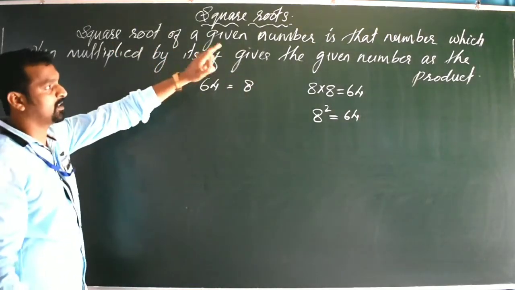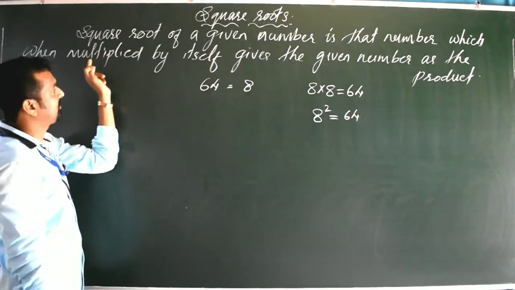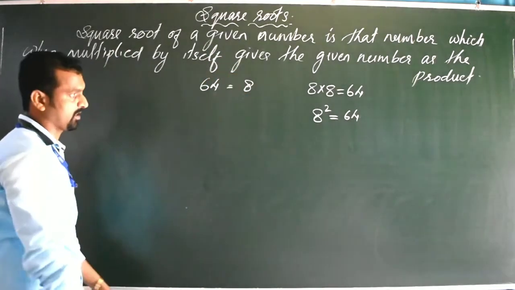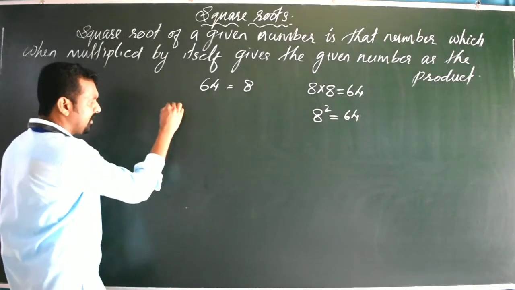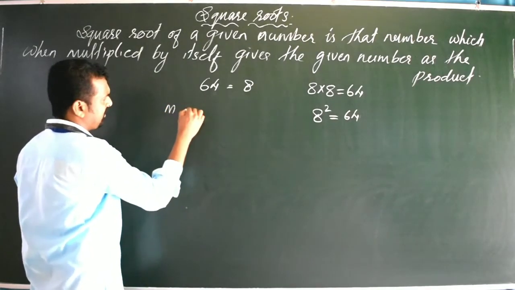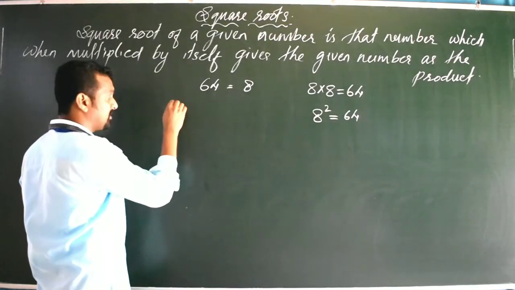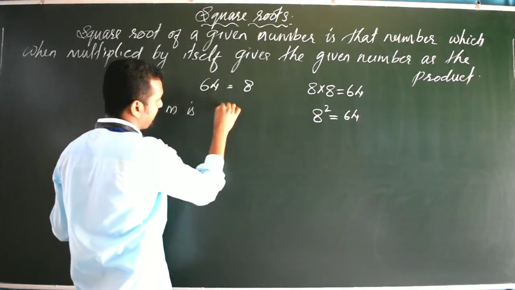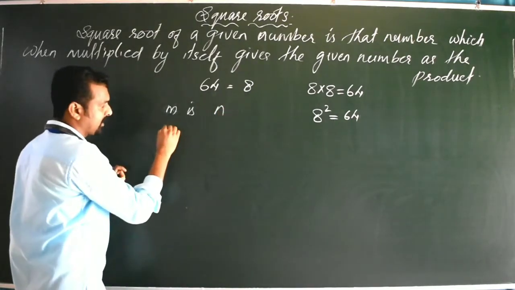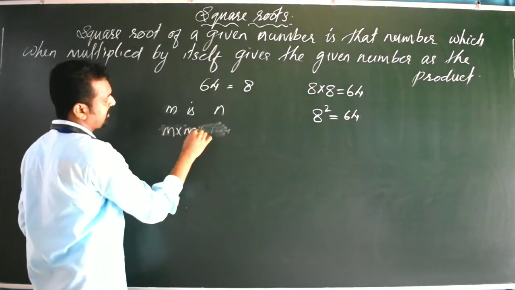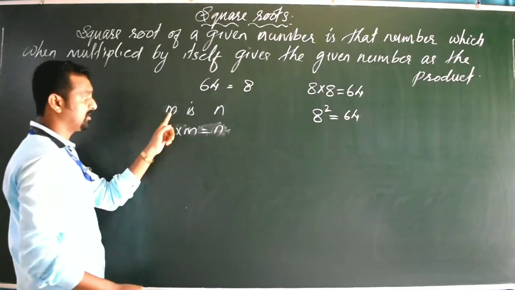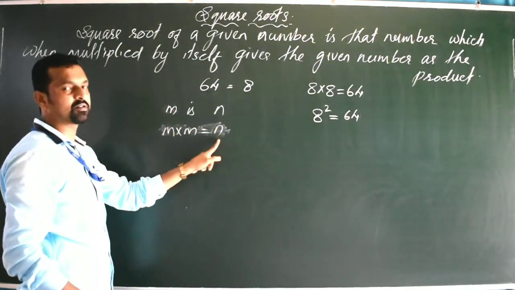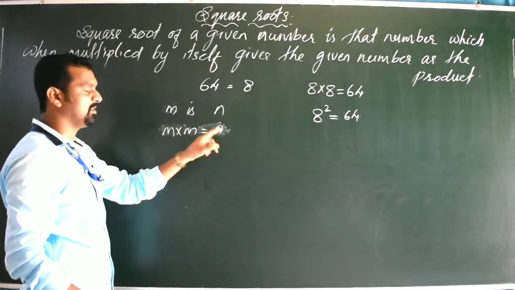The square root of a given number is that number which when multiplied by itself gives the given number as the product. Let m be the square root of a number n. Then we can write m into m is equal to n. m is the square root of the number n, then m into m should be n.